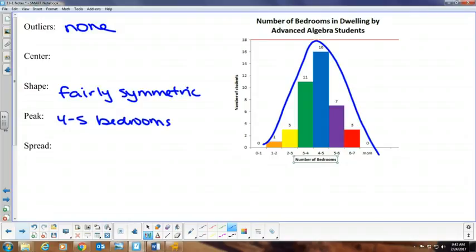And then my spread is from 1 bedroom to 7 bedrooms, because I didn't have any from the 0 to 1 or any after more. So 1 to 7 bedrooms is the spread.